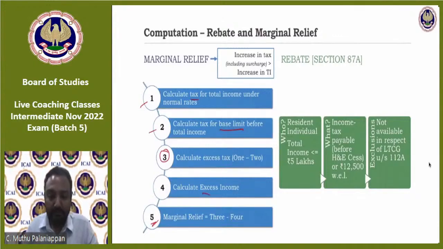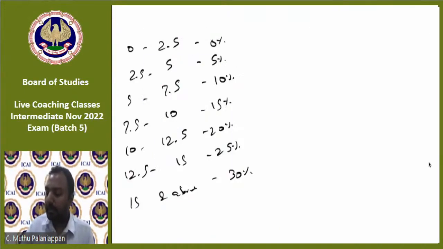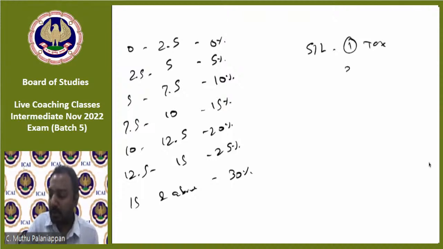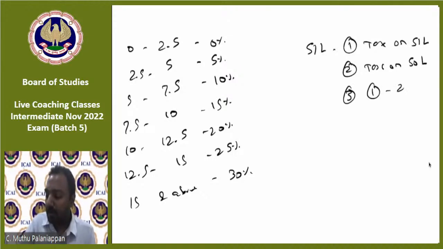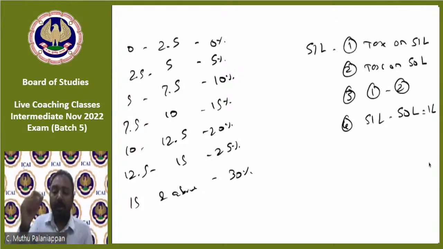So typically it is reduced. What we are trying to say is, if your income is 51 lakhs, this is the first step: you calculate tax on this. The second step is tax on 50 lakhs, because up to 50 lakhs there is no surcharge. Step 3 is 1 minus 2. Step 4 is 51 lakhs minus 50 lakhs, so it's nothing but 1 lakh, correct? So 1 lakh is your step 4.